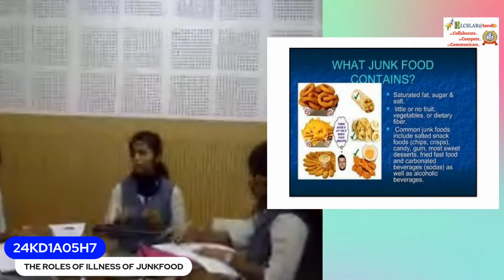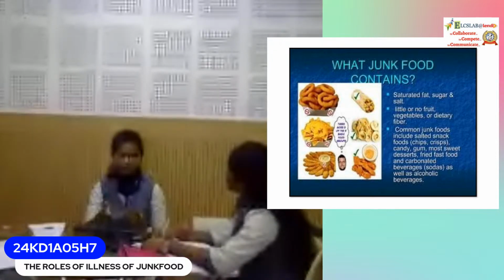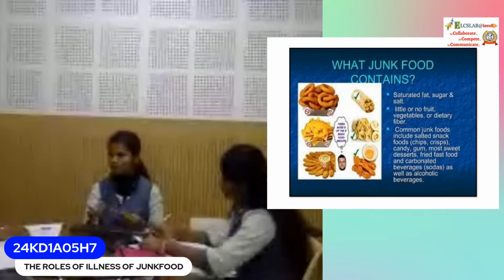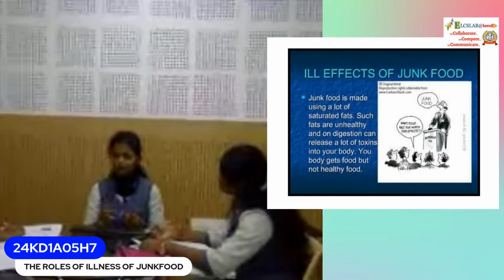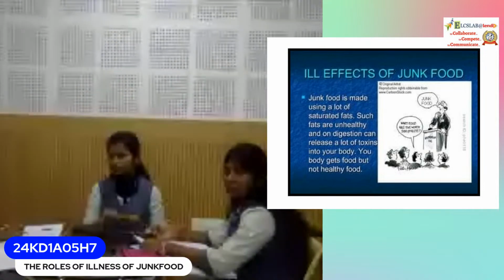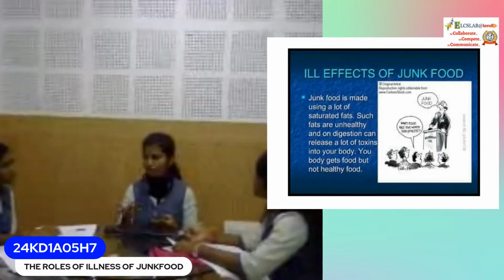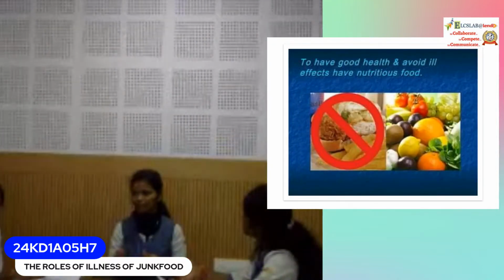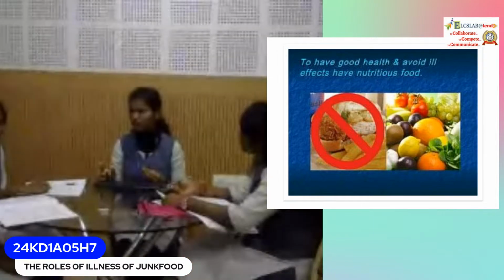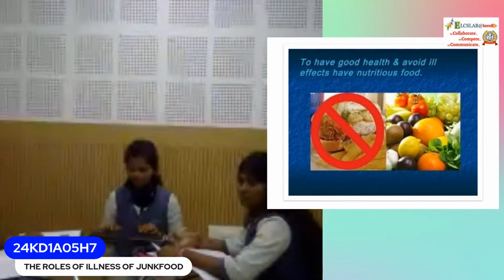Junk food contains saturated fat, salt, sugar, and little or no fruits, vegetables, or leafy vegetables. We can see some ill effects of junk food: type 2 diabetes, osteoporosis, being overweight, obesity, etc. For that, we have to stop eating unhealthy food like junk food. We have to eat nutritious, healthy food like vegetables and leafy vegetables. That's it. Thank you.